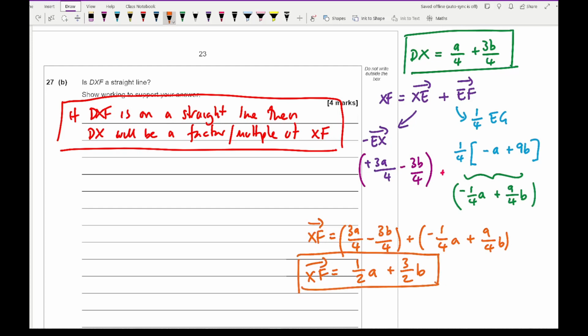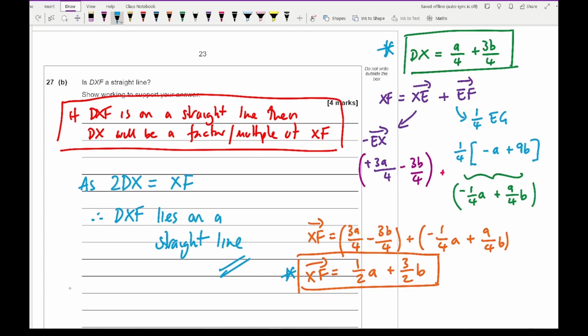equals. Now what I need to do is compare this with this. So as you can see, to get from dx to xf, all I've got to do is multiply it by 2. So as 2dx equals xf, therefore dxf is straight. And something along those lines should be good enough for you to get 4 marks.